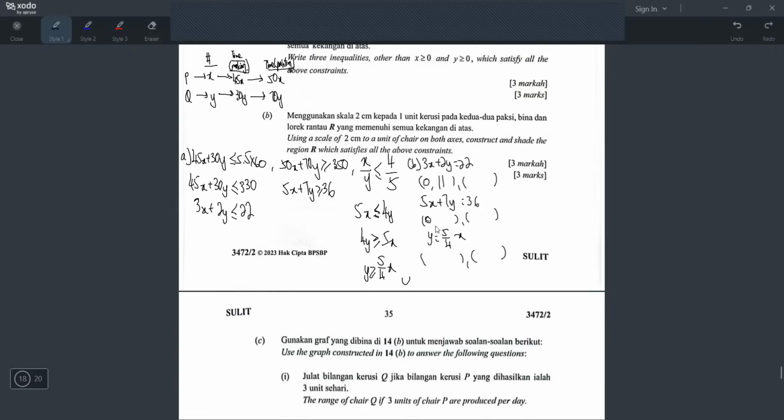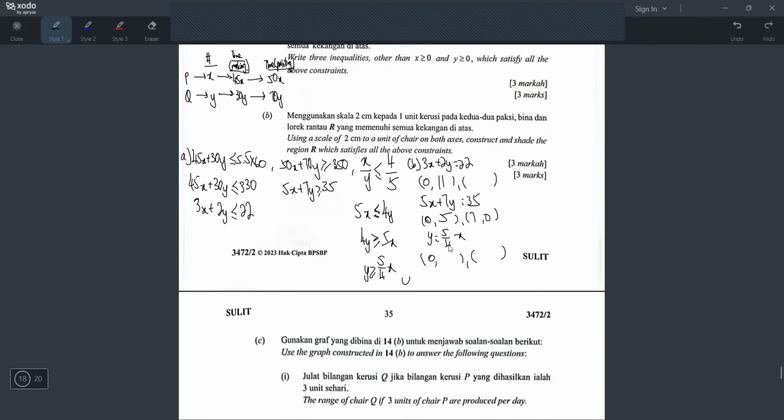What about this? When x equals 0, y equals 36 divided 7. This one 35 lah. 35, right? Why is it 36? Sorry, so this one is 35. Sorry, made a careless mistake here. So this one is also 35. Alright, so when x equals 0, 35 divided 7 is 5. And then when y equals 0, 35 divided 5 is 7. Right? Okay, what about this?